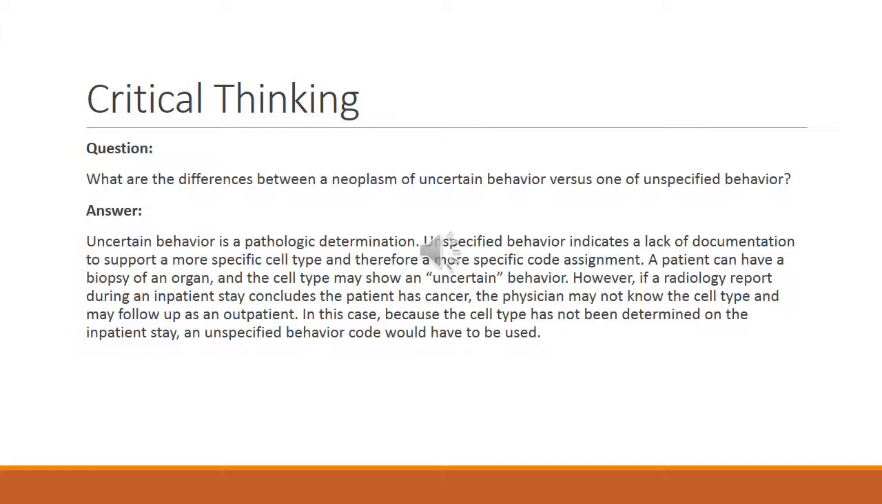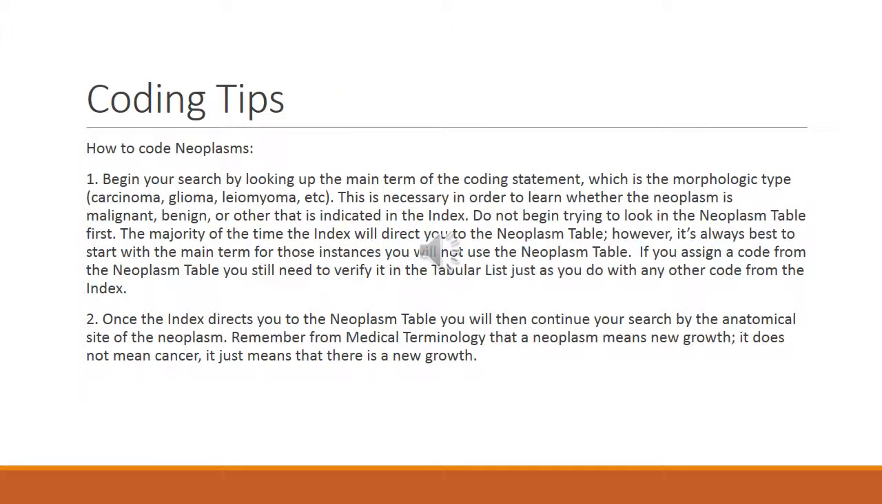However, if a radiology report during an inpatient stay concludes the patient has cancer, the physician may not know the cell type and may follow up as an outpatient. In this case, because the cell type has not been determined on the inpatient stay, an unspecified behavior code would have to be used. Now we'll discuss some coding tips for neoplasms.